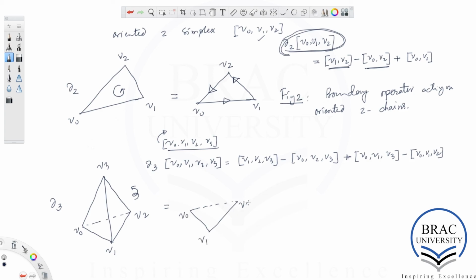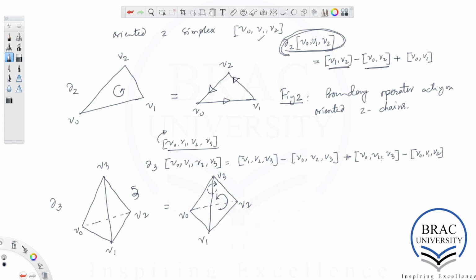V0, V1, V2, and then we have V3 here. Right? And so V1, V2, V3 means that it's oriented counterclockwise, and this face is V0, V2, V3, which is on the other side, that's why there is a minus sign in front, so it is clockwise, and it is denoted by a dotted circular arrow because it's on the other side.